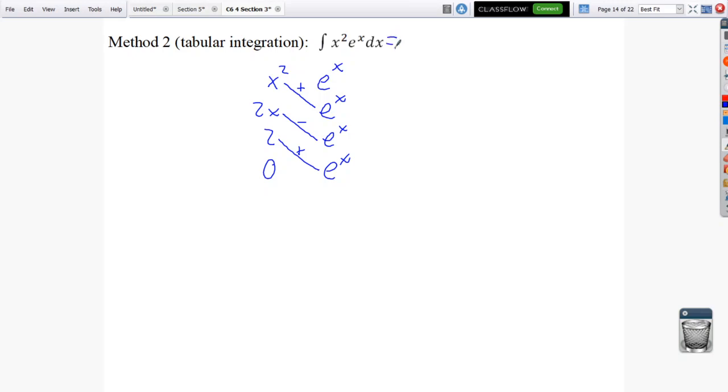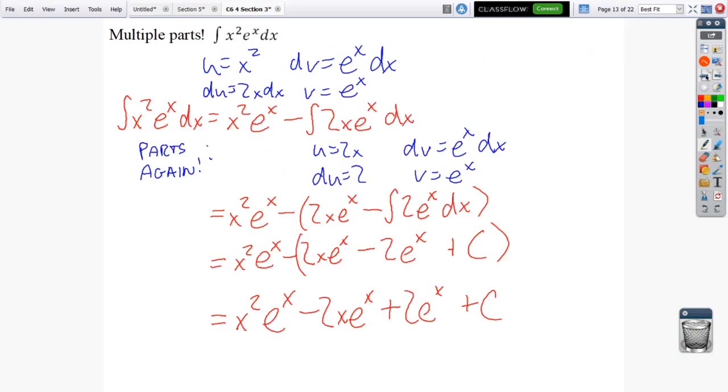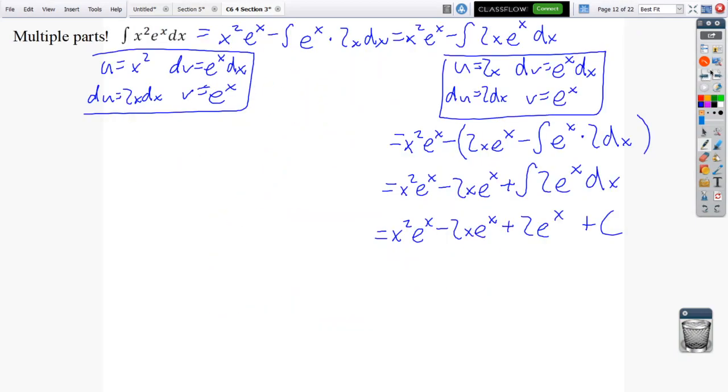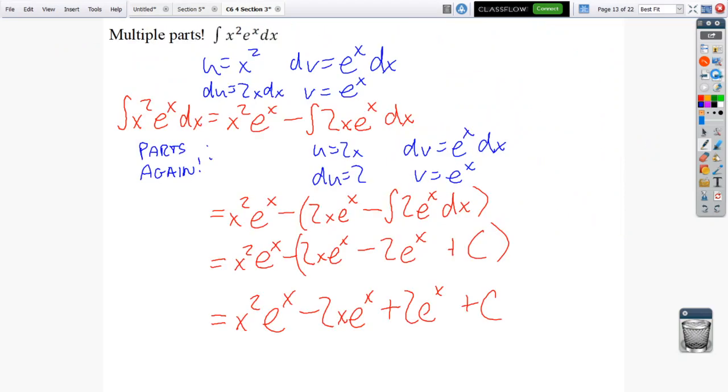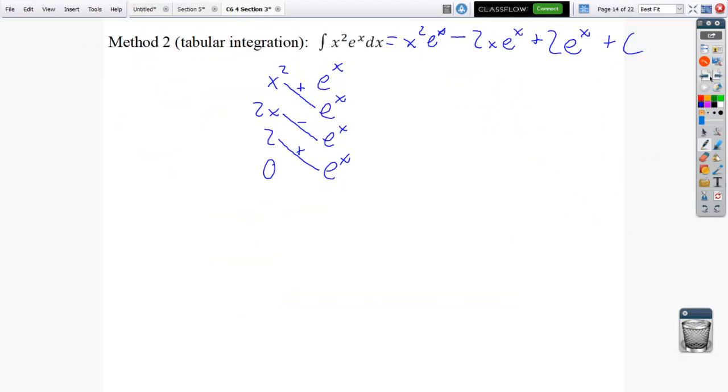So this, using tabular integration, becomes x squared e to the x minus 2x e to the x plus 2 e to the x, and of course plus c. Notice how this answer is the same as this answer. They get you to the same point, so they are equally valid.